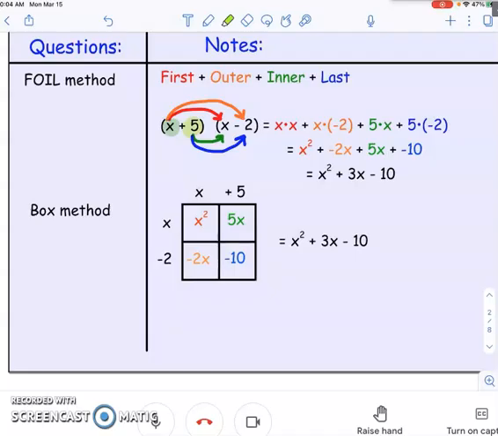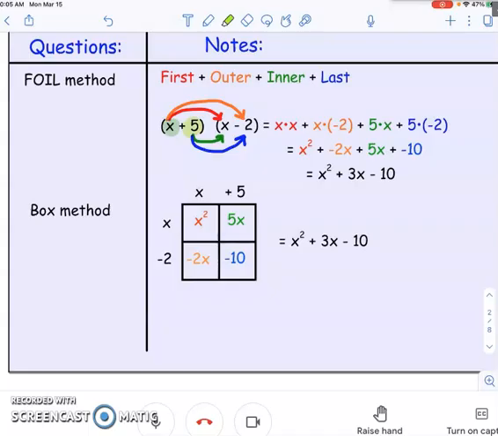So it's multiplying X times X, which is X squared, X times -2, which is -2X, 5 times X is 5X, and 5 times -2 is -10. I color-coded these for you to show you what's being multiplied for the first, outer, inner, and last. But really it's like double distributive property.